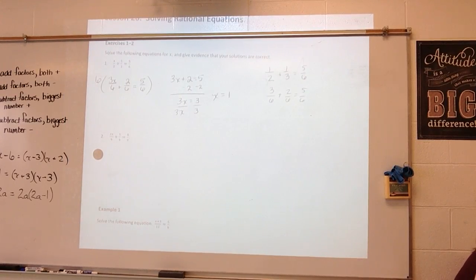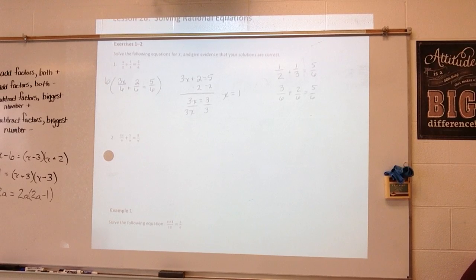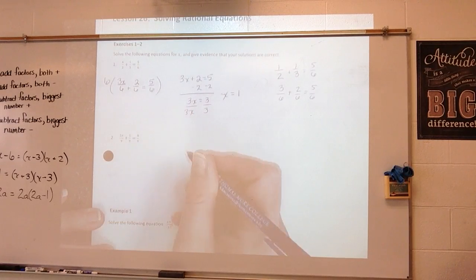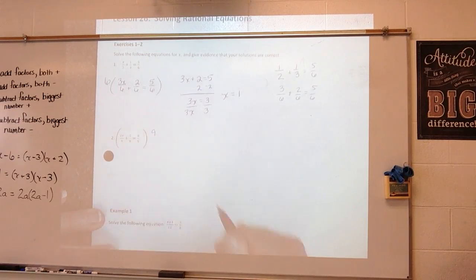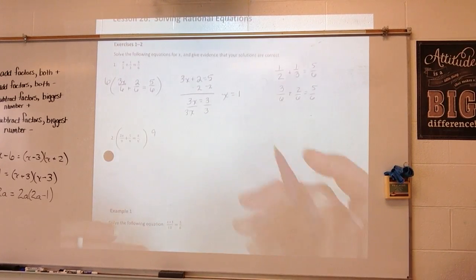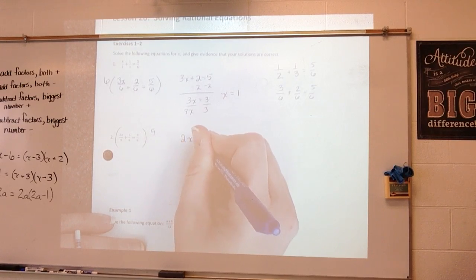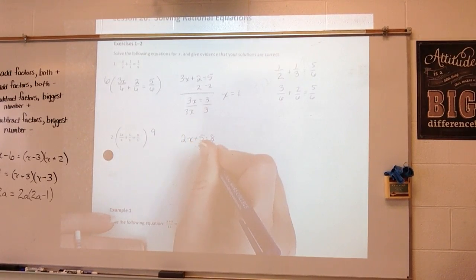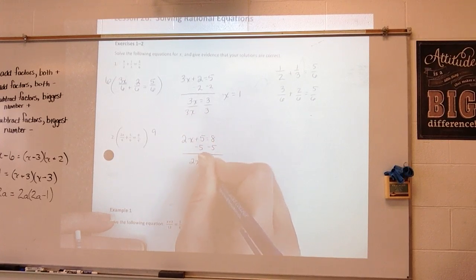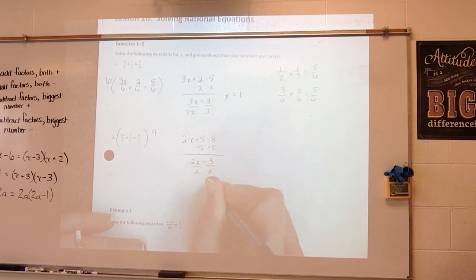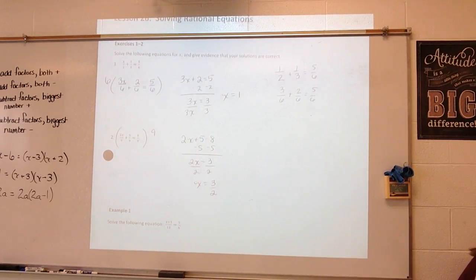Alright, look at the next one. 2x ninths plus 5 ninths is equal to 8 ninths. Once again, I have a common denominator, so I can go ahead and multiply through by 9. Therefore, when I do that, I get 2x plus 5 is equal to 8. I'm going to subtract 5. 2x is equal to 3. Divide by 2. So I get x is equal to 3/2.